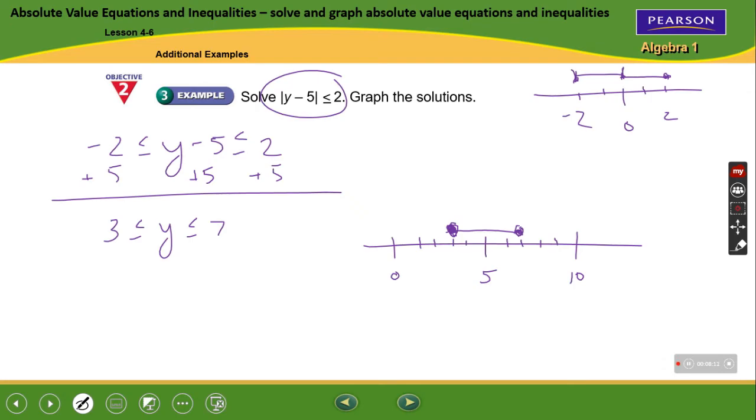Just to go back to this, it will be different if this symbol is greater than or equal to. If the symbol is greater than or equal to, what you're going to have to do is set up two different equations and solve them, but we'll handle that at a later time.